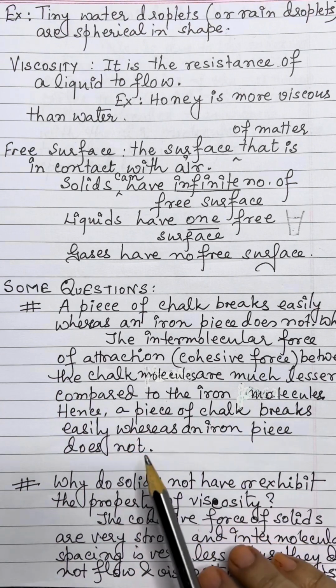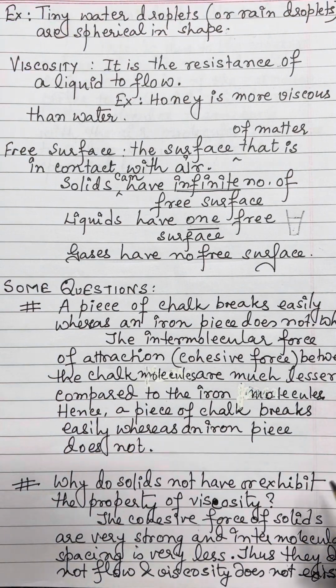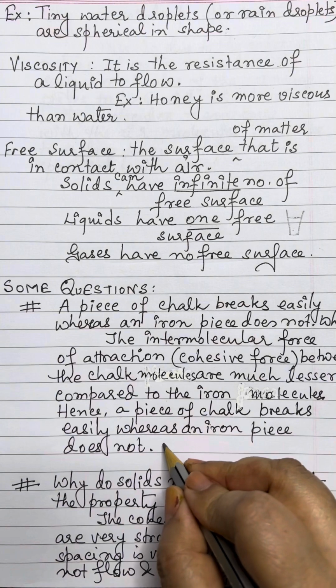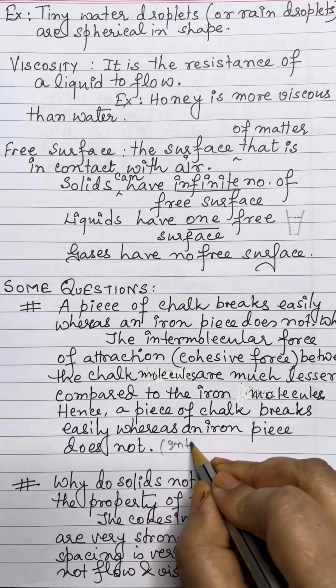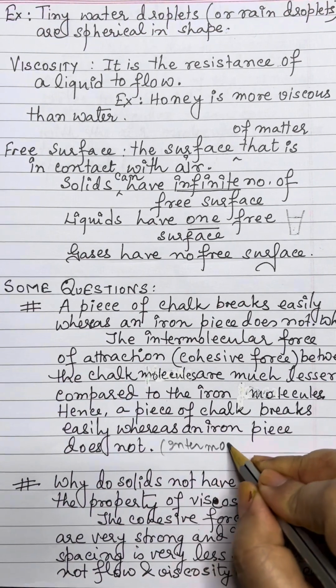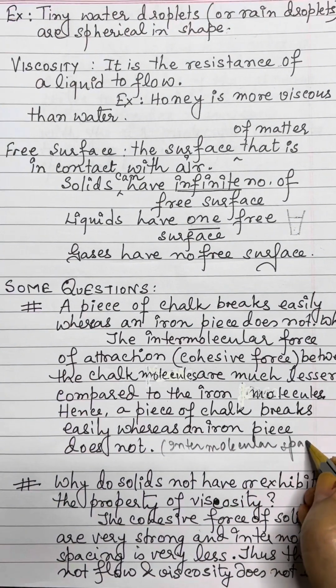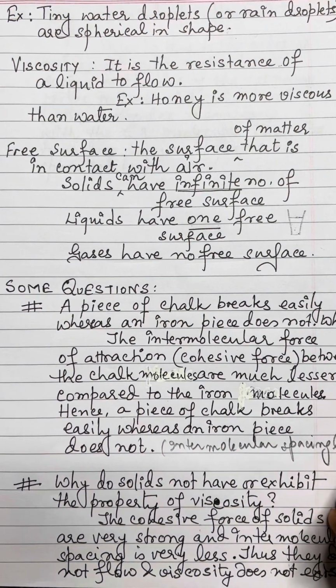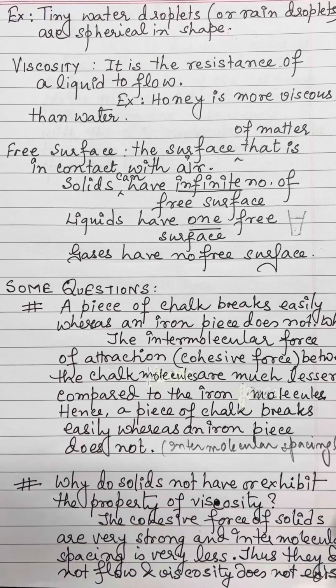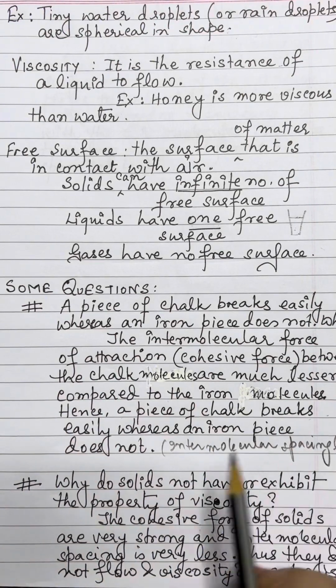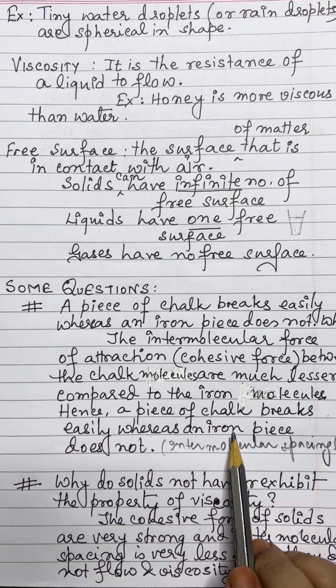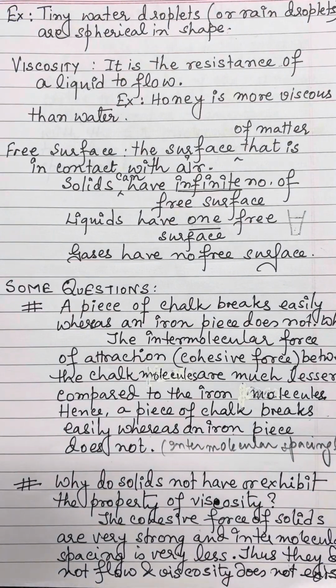Also, you have to talk about intermolecular spacing, and the intermolecular spacing is also larger. Hence, a piece of chalk breaks easily, whereas an iron piece does not.